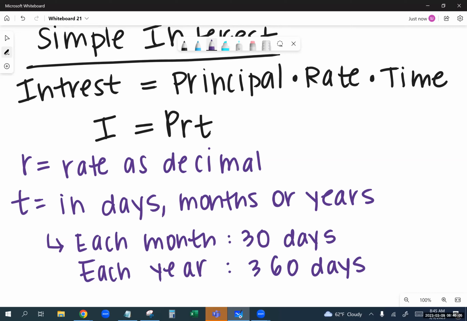Okay, so you'll see on the homework where it says assume 360 days in a year. This is why. That's just what they do. Whenever you start calculating things, you use the banker's rule, which is that all months have 30 days, all years have 360 days total.